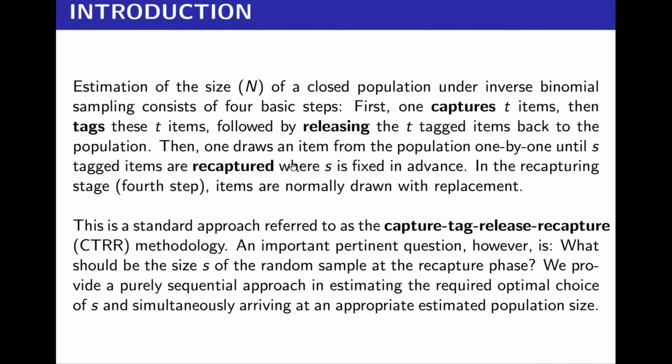Here one first captures T items from the population, tags them, and then releases them back into the population. Then one collects another sample from the population and looks until a certain number of tagged items are recaptured. The number of tagged items to be recaptured is fixed in advance, but an important question is how one can decide this number S, and that is precisely the topic of this talk.